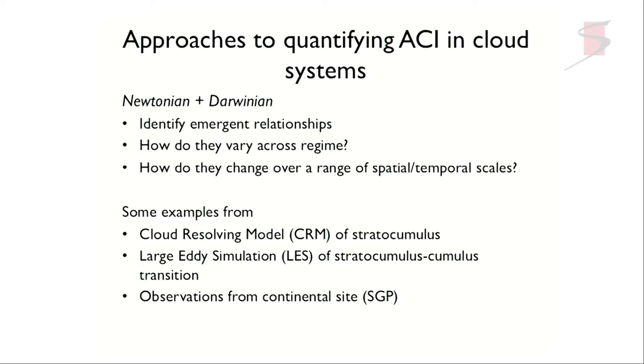So if we're going to merge these approaches, I would like to suggest we identify these emergent relationships. We explore how they vary across regime. Look at how they change over a range of spatial and temporal scales. And I'll give you some examples in the coming slides from some cloud-resolving modeling of stratocumulus, some large eddy simulation of a transition from stratocumulus to cumulus, and also some observations from SGP.